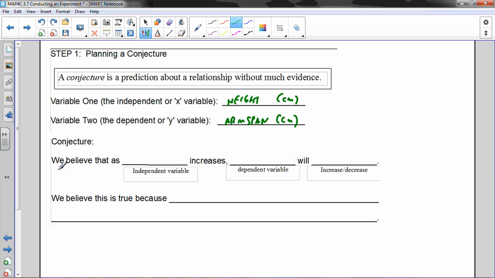And the conjecture, we believe that as we always read the independent variable going up, as height increases, arm span is going to, what's it going to do? Well, it's going to increase, right? That's what we would guess. And why would we guess that? We believe this is true because taller people have longer arms, right? It wouldn't make sense if that wasn't the case.